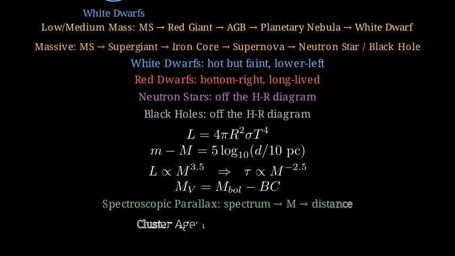Step 10 is spectroscopic parallax. We read spectral type and luminosity class, infer absolute magnitude from the HR diagram, measure apparent magnitude, and compute distance. Step 11 is cluster age dating. The main sequence turnoff point gives the cluster age because massive stars evolve first.